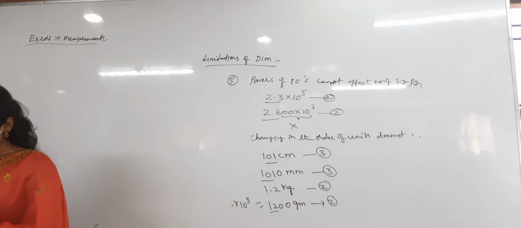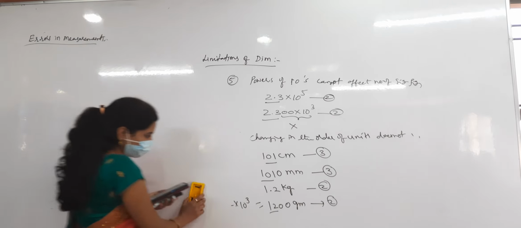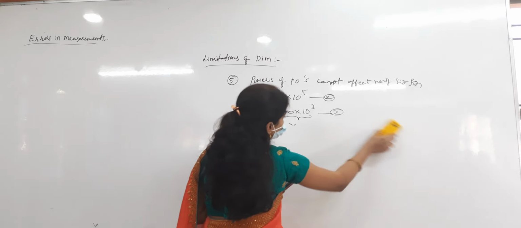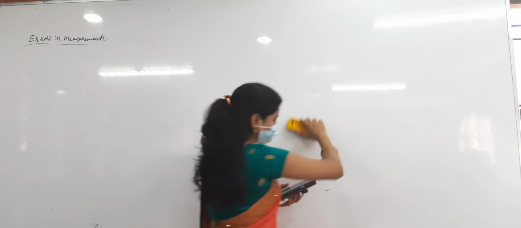2.40. How many significant figures there? 3 are there. Then next one is 1.6 into 10 power 10. How many significant figures? 2. Why? Because 10 power 10 is not affecting any values here. Clear?